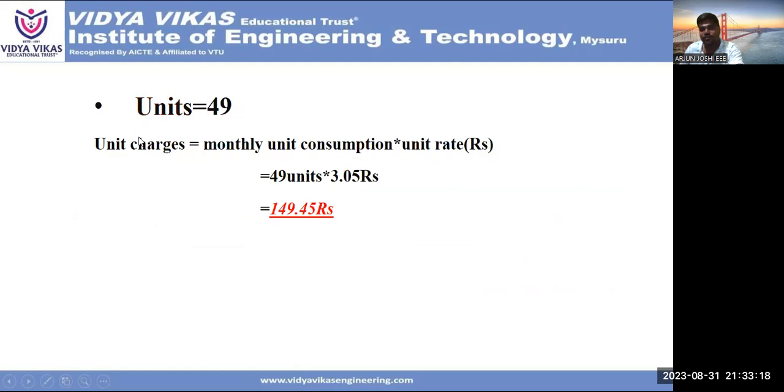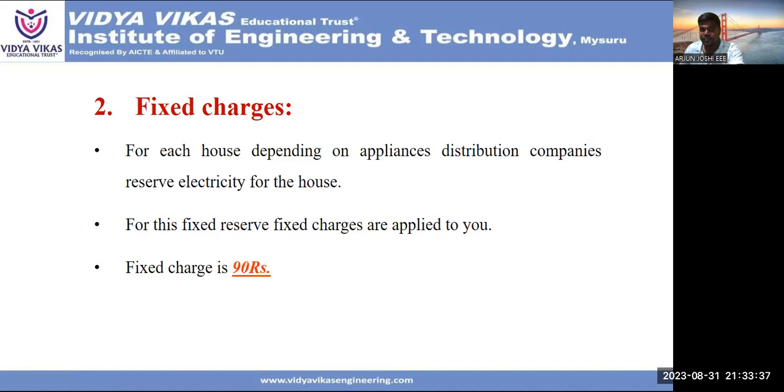So first, I need to take unit consumption charges. What do you mean by unit consumption charges? What exactly are we going to calculate? We calculated already. That is nothing but 49 units into 3.05 rupees. That is nothing but 149.45 rupees. Now let's understand fixed charges.